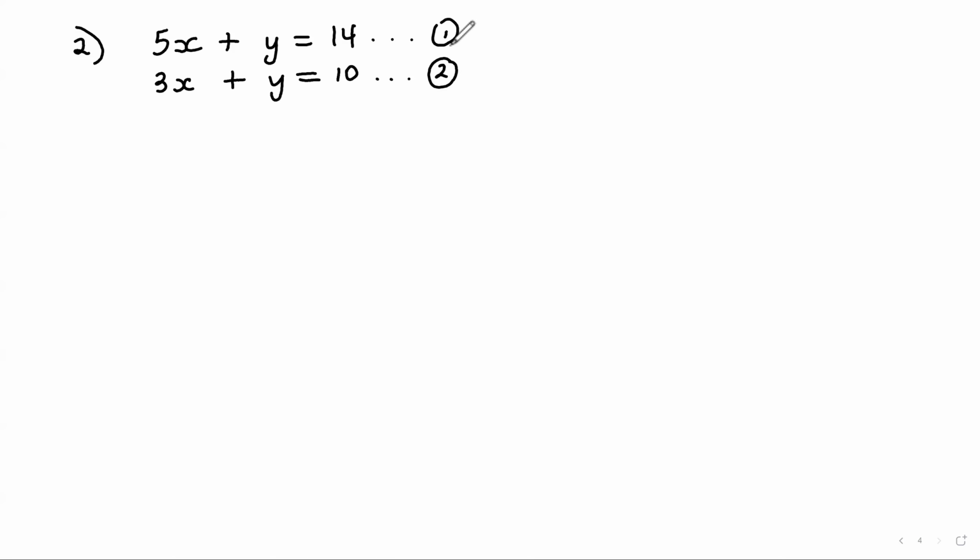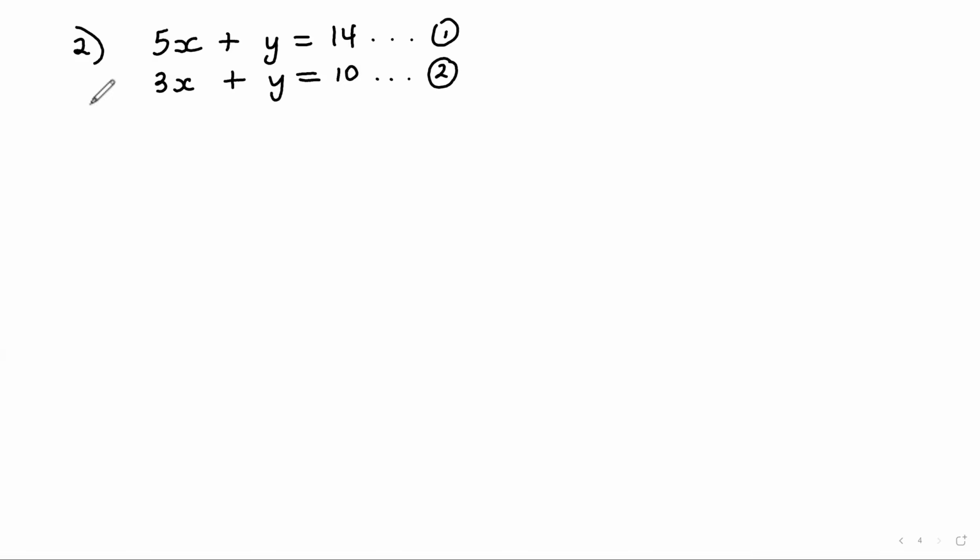All right, so we have 5x plus y is equal to 14, and then 3x plus y is equal to 10. Faith, can we use elimination here? Yes. Why? Because the two y's have a coefficient of 1. Correct, because the two y's have the same coefficient. And since the signs are the same as well, I will subtract the equations.